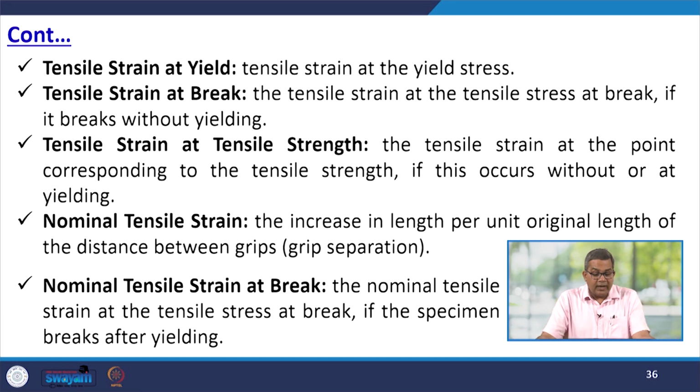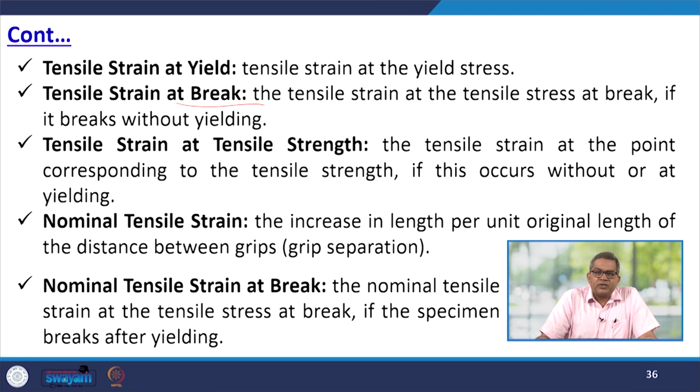Then tensile strain at yield, this is the tensile strain at the yield stress. Then tensile strain at break, the tensile strain at the tensile stress at break if it breaks without yielding. Then tensile strain at tensile strength, the tensile strain at the point corresponding to the tensile strength, if this occurs without or at yielding. The nominal tensile strain is the increase in length per unit original length of the distance between the grips, or grip separation.